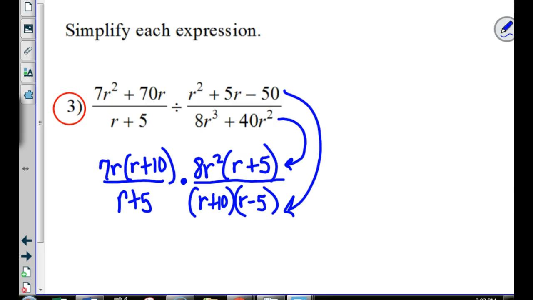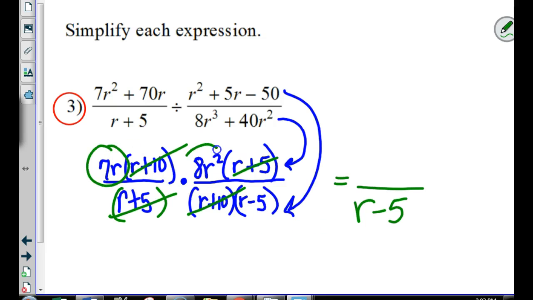Okay. So now what can I divide out? Math teachers always say you're really not supposed to say cancel because we're dividing them out. R plus 5 and an r plus 5. R plus 10 and an r plus 10. Okay. So all that's left in the denominator is an r minus 5. What can we do with this numerator though?